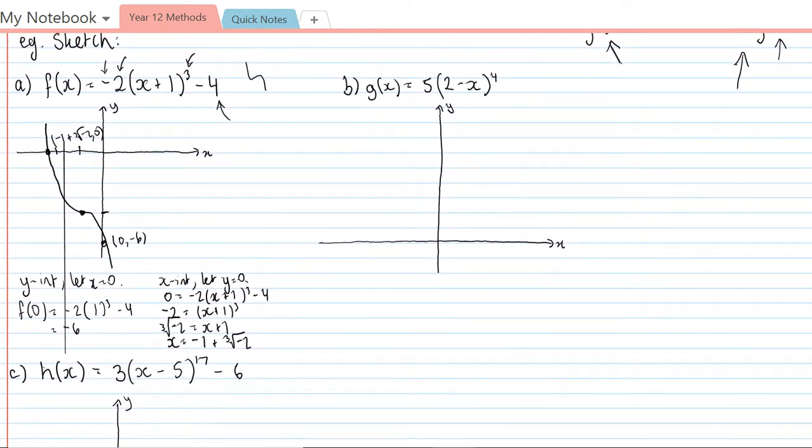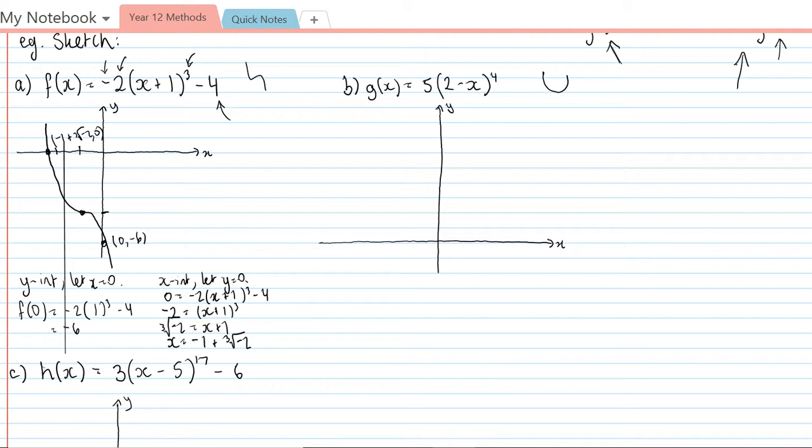As for the second one, question B, g of x equals 5 times 2 minus x all to the power of 4. So again, we consider the transformations here. This is a power of 4 graph, so it's going to have this sort of shape here, a bit like a parabola. The negative in front of the x is a reflection in the y-axis. So that's going to basically turn the graph around horizontally, which doesn't actually affect the shape of this graph.